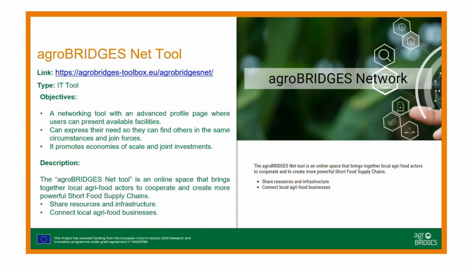The second digital tool is the agroBRIDGES Net tool. And in this case, the objective is to create a network where users can express their needs and at the same time offer available facilities. So the agroBRIDGES Net tool is an online space that brings together local agri-food actors to cooperate and create more powerful short food supply chains. This tool allows you to share resources and infrastructures and connect local agri-food businesses.